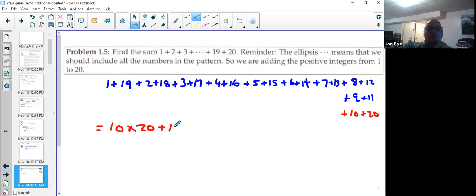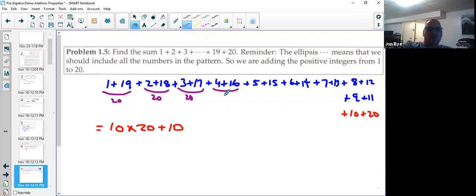Yeah, that works, right? And for those people who are maybe not following all of this, let's just explain where we got that from. We grouped these, right? 1 plus 19, that's 20. And 2 plus 18 is also 20. And 3 plus 17 is 20.